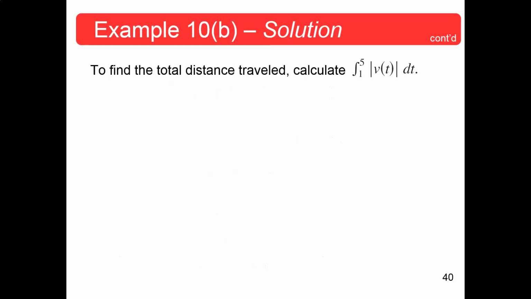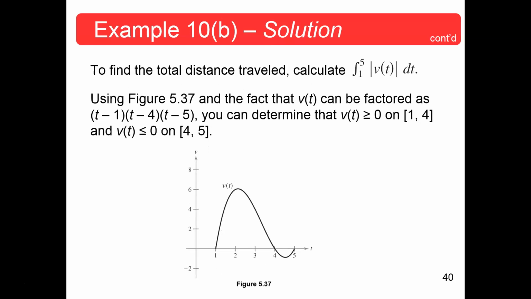To find the total distance traveled, you need to calculate the absolute value of that velocity. So you don't count a negative velocity as backtracking. You say, how far did it go backward and then forward again. So in this case, they drew the graph. I think we did too. This was the positive displacement from 1 to 4, and then a negative displacement here.